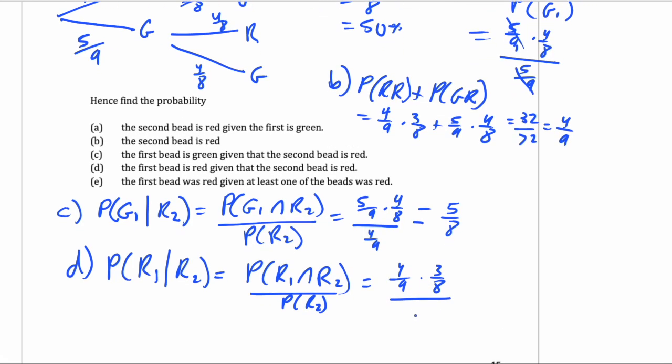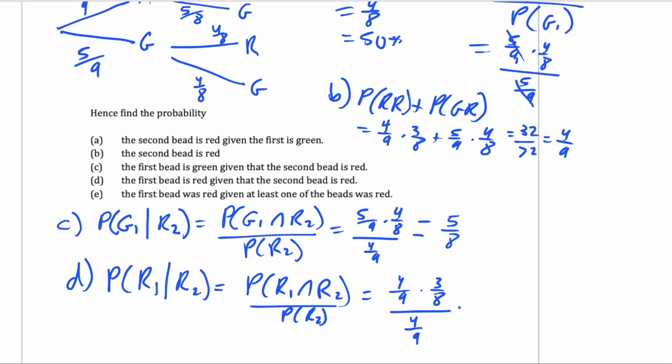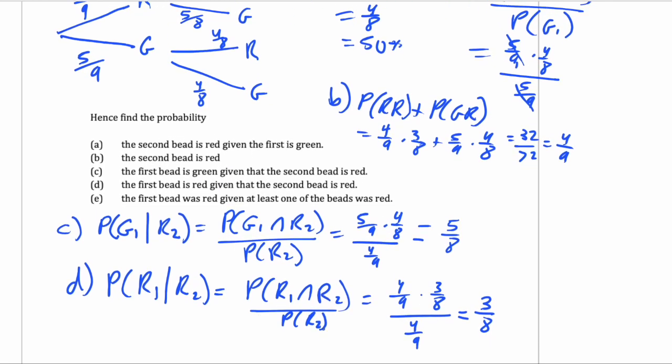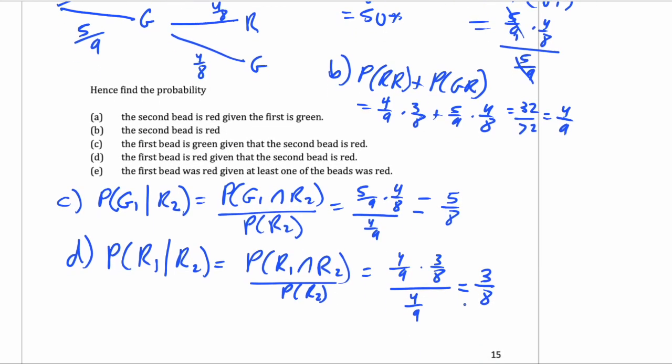Divided by our answer from part B, which was 4/9. So actually you can see it's just 3/8, right? Because these just cancel, which makes sense. We're given that the second one was red, so we just need the probability the first one's red. It's just 3/8.